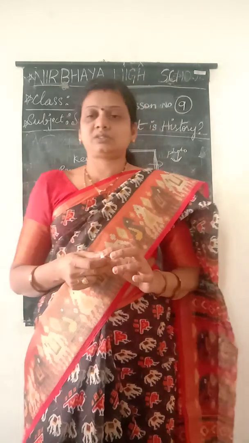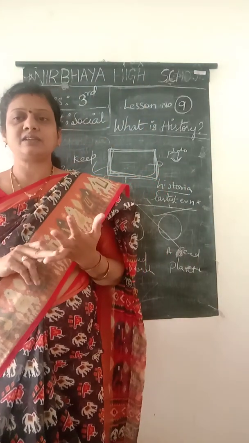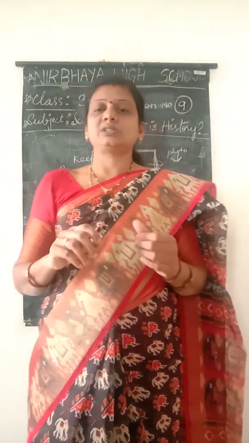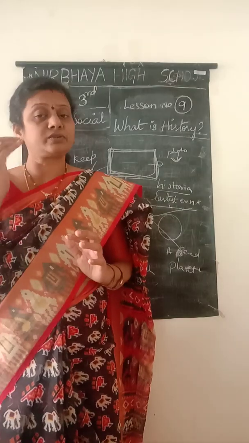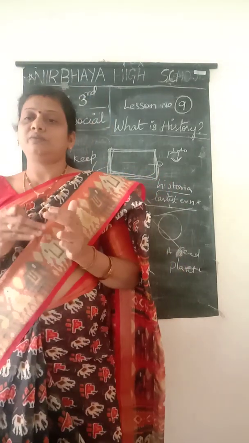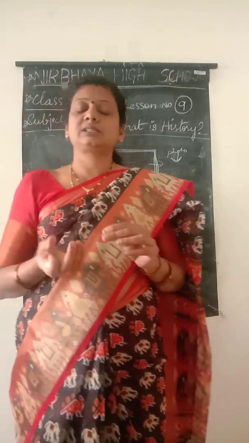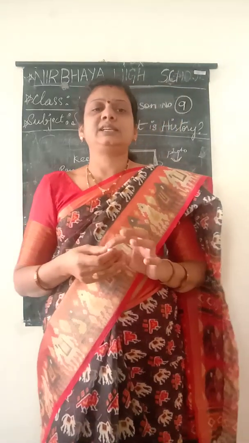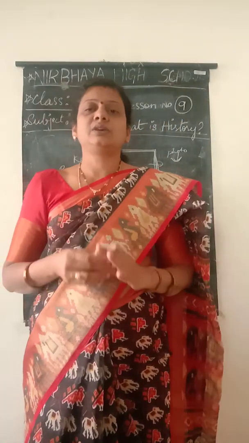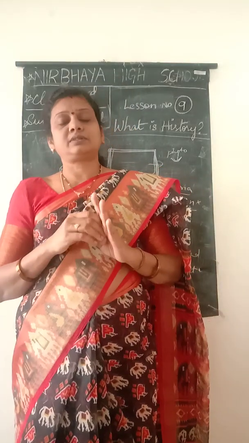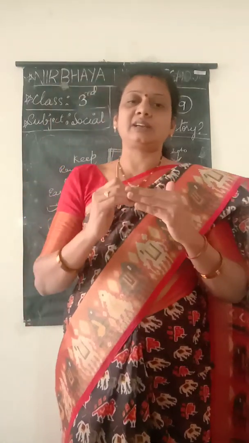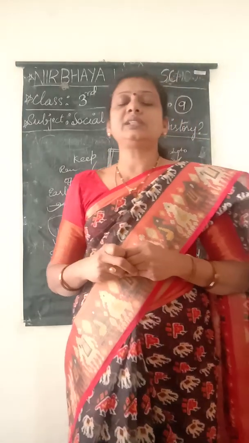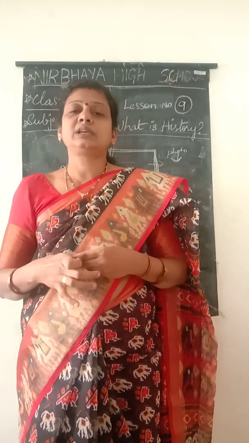For written sources, we can read letters and diaries about the various family members. We can also look at old photographs, clothes, jewelry, videos, and other belongings. Have you seen the Salarjung Museum, children? What is there in it? The weapons and things used by the kings in the past are kept there in the museum, and we can go and see them. This is the history of the kings.